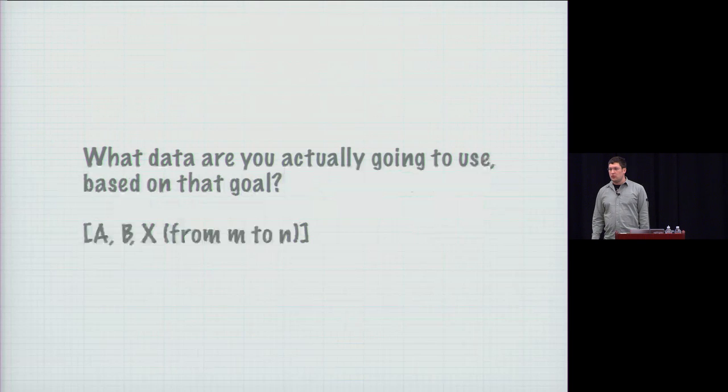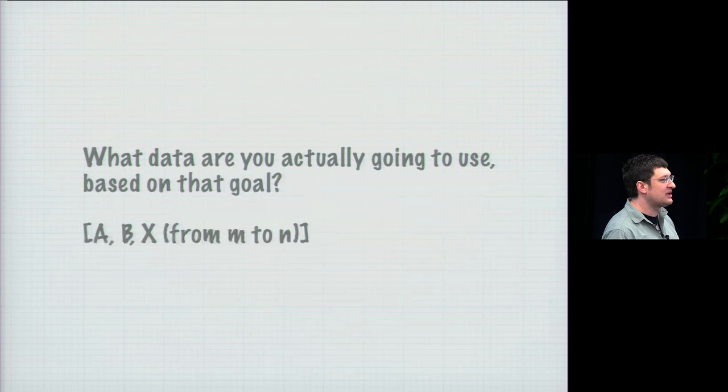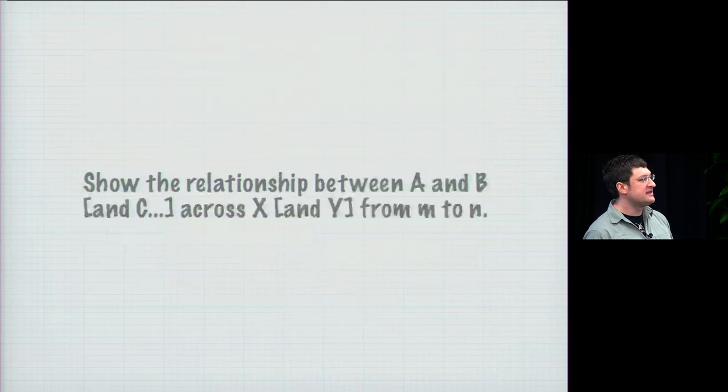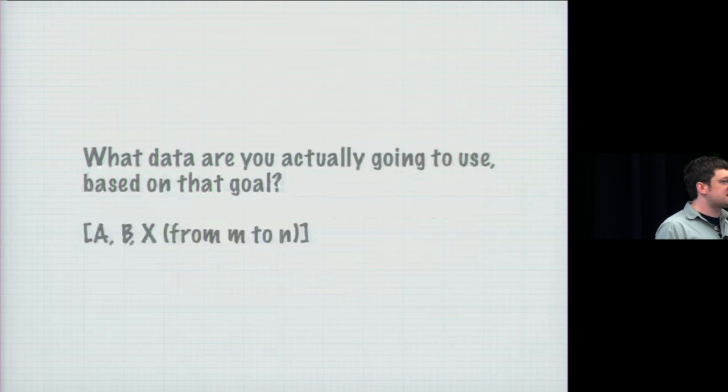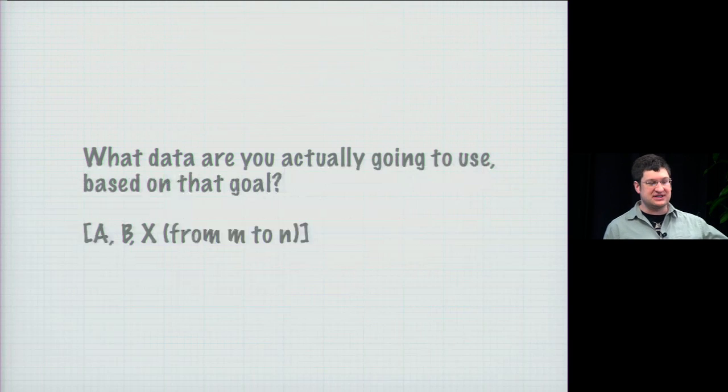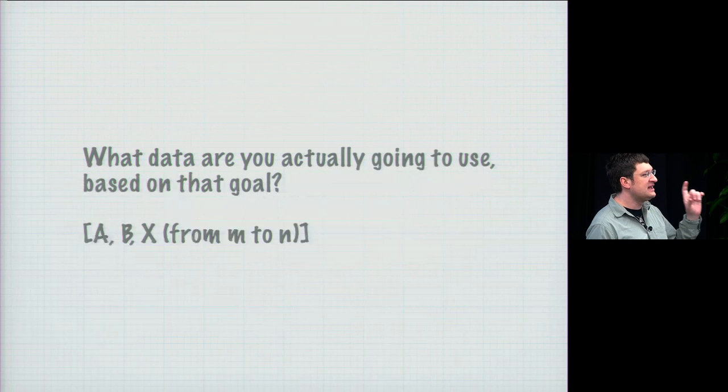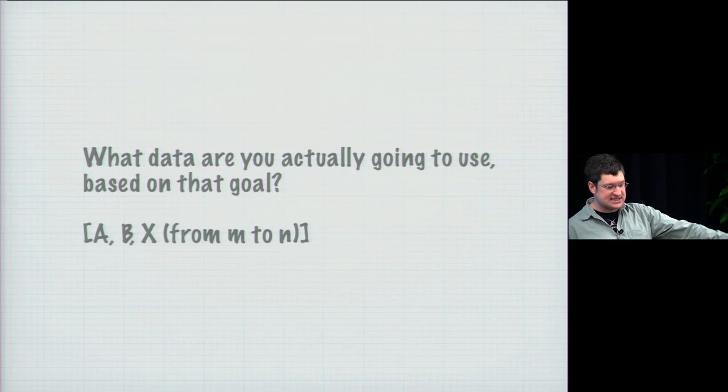And what are you actually going to do with that data, right? What are the data points that are actually called for in that spec? So this spec needs A and B, or maybe C. It needs some X. It needs M to N. So that's told us this is the fraction, this is the subset of all the data in the world that I'm going to look at today for this project right now. We can get rid of the other data, or at least set it aside for the moment.